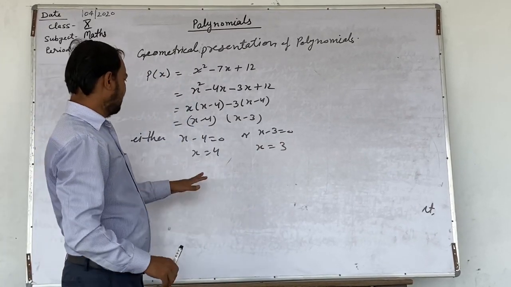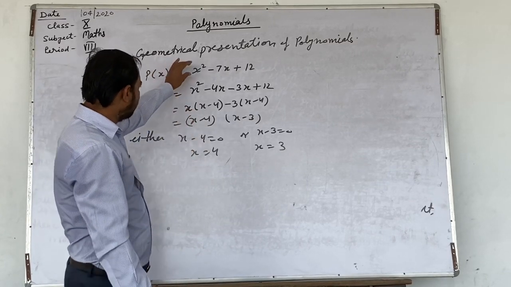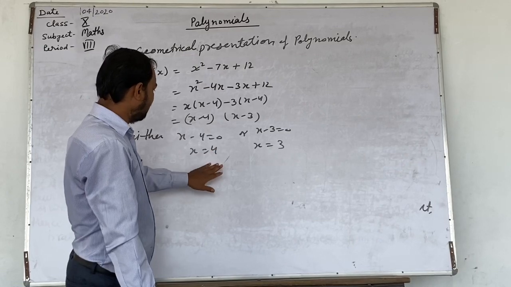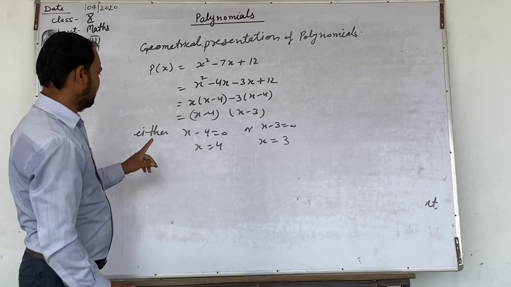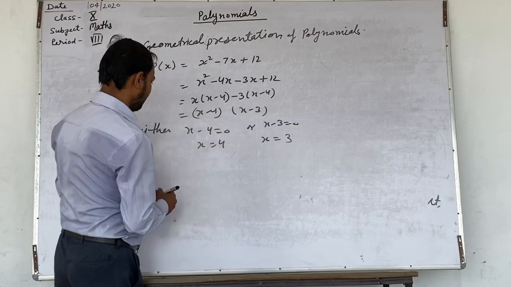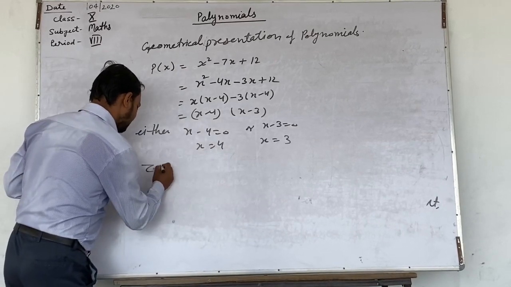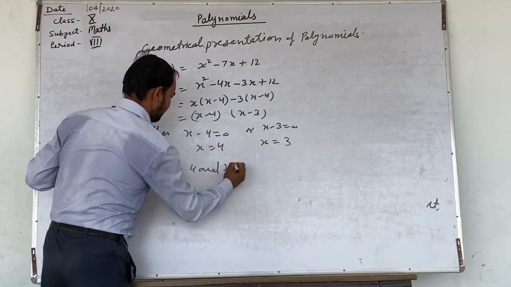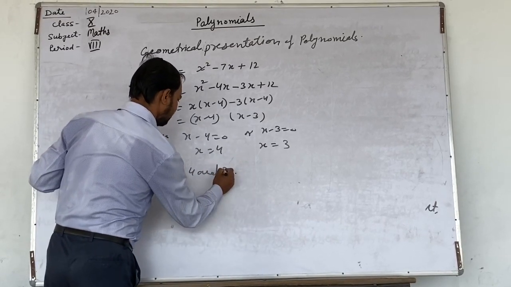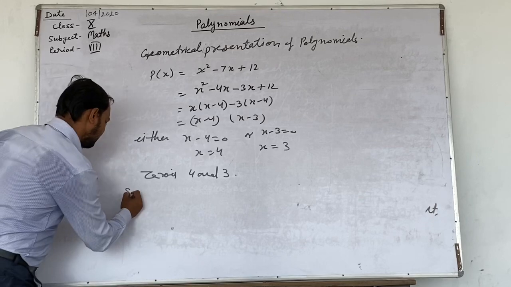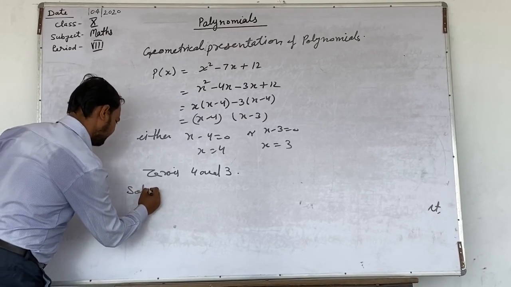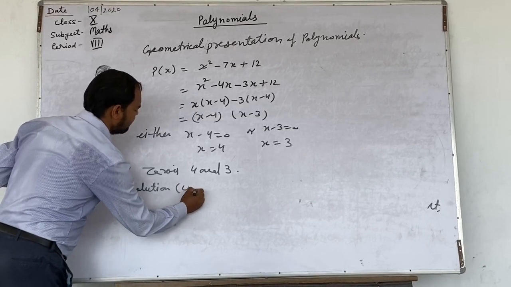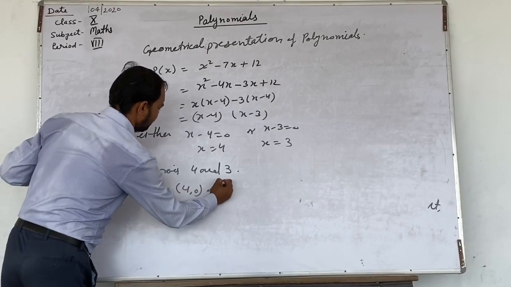Okay. Now by solution of this equation, we have two values for x. One is 4, another is 3. So we can say the zeros are 4 and 3. Sorry, 4 and 3. And the solution is (4, 0) and (3, 0).